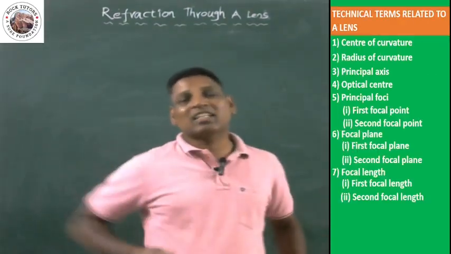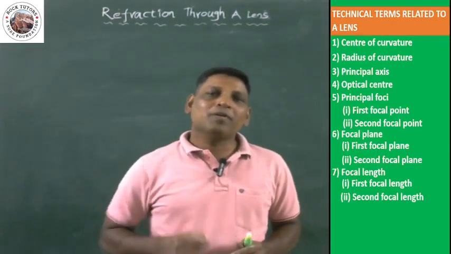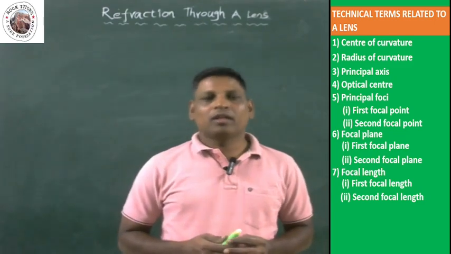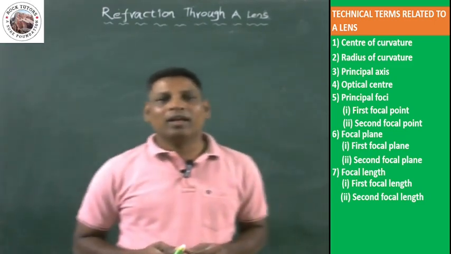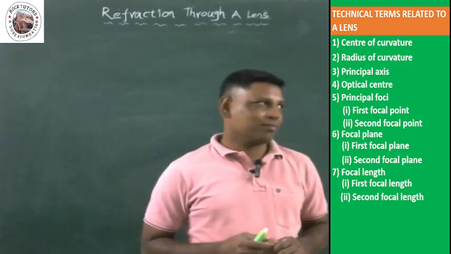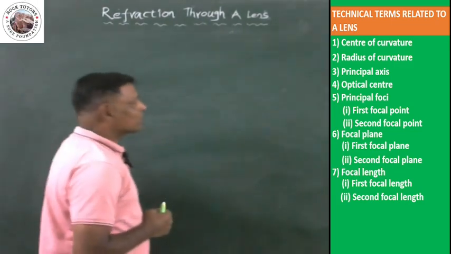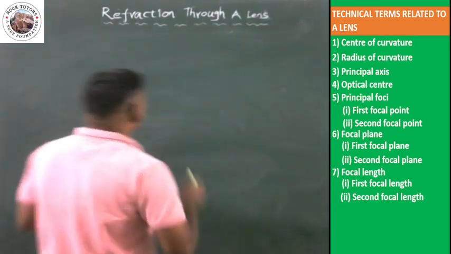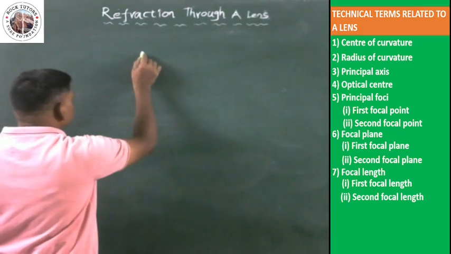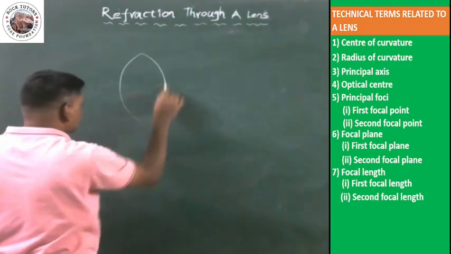Some technical terms related to lens. Now, first point is the center of curvature. Now, this is the lens. This is a convex lens.